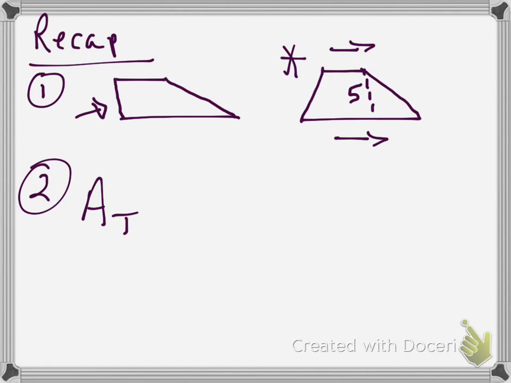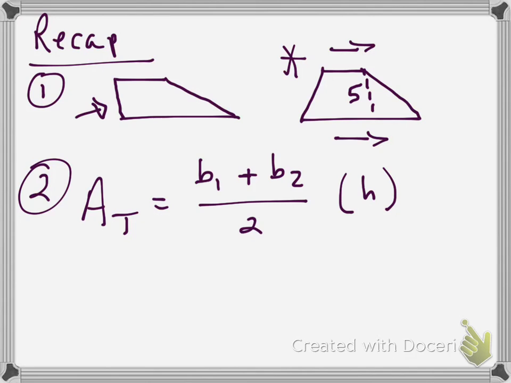And the second piece is just that general formula. Remember that the area of a trapezoid is equal to base 1 plus base 2 divided by 2 times the height. Do your substitution step, then begin calculating, and you'll be right on your way to getting that answer.